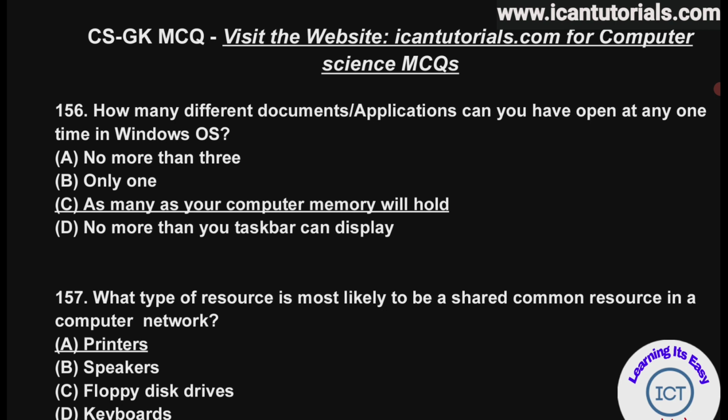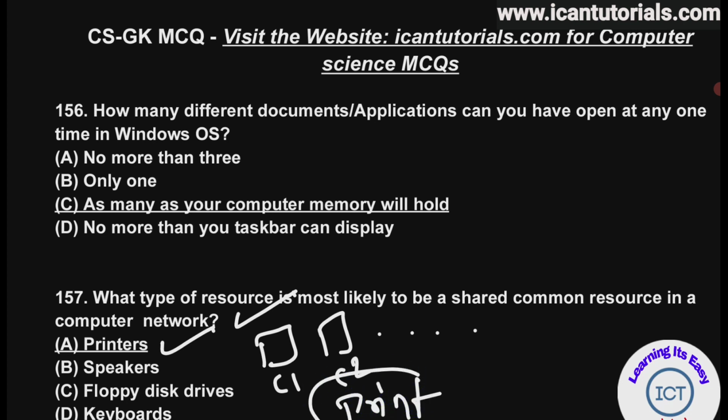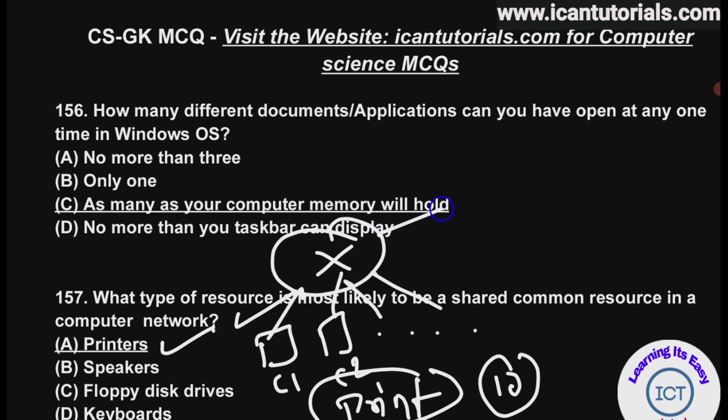Next question is, what type of resource is most likely to be a shared common resource in a computer network? And the answer is printer. What the question is asking, suppose in a lab there are 10 computers, computer 1, computer 2 and so on, and we want to give a print of a document from all these computers. Instead of buying 10 printers, we will connect all these devices in a single network, and to this single network we can connect a single printer.